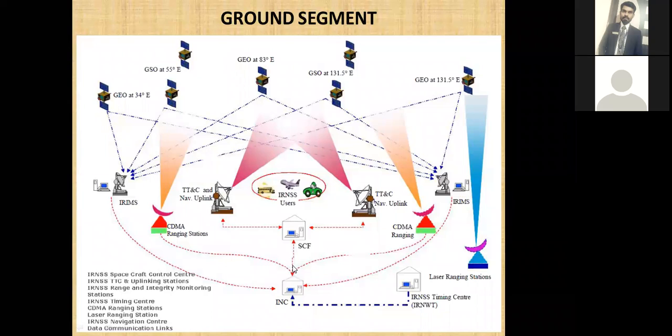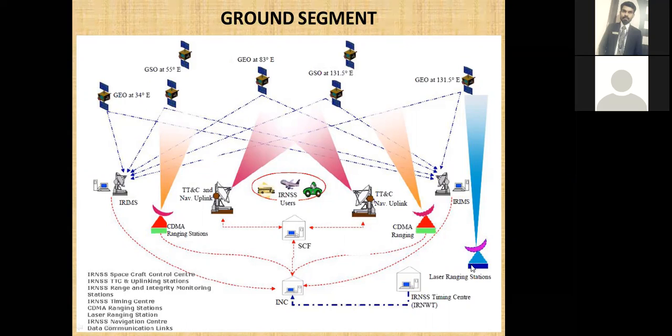Then because we are new in CDMA, we have hired certain laser ranging stations from international agencies. The laser ranging station transmits a laser beam to the GEO or GSO satellites, and the GSO and GEO satellites have a laser retroreflector, so that it transmits the laser ray back to the station. Through that we compute the range. So laser ranging has an accuracy of 2 to 3 meters. Our CDMA ranging system has a ranging accuracy of around centimeter to meter, and IRIMS has a ranging accuracy at the meter level.